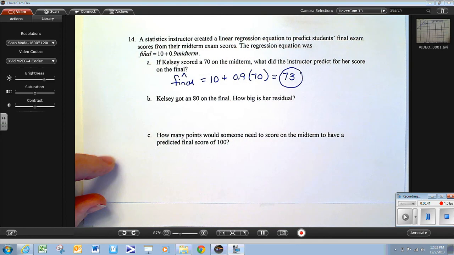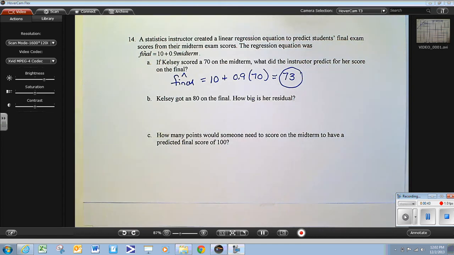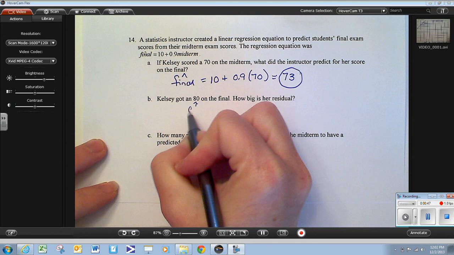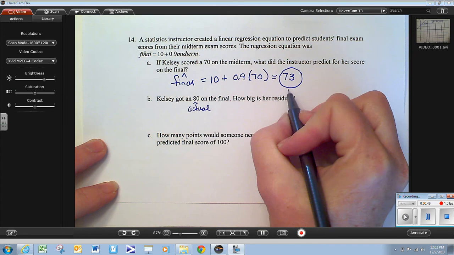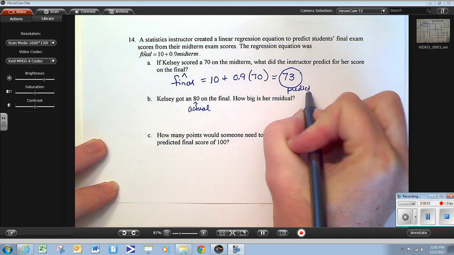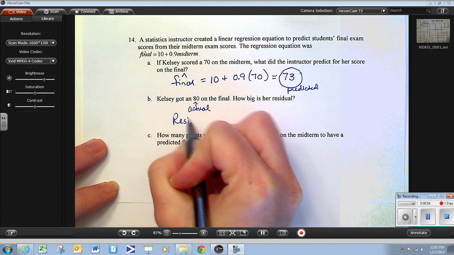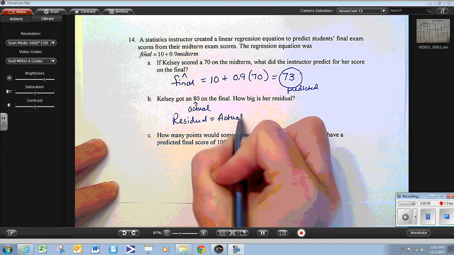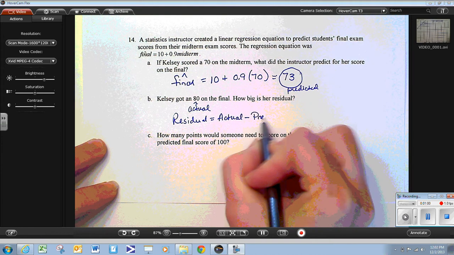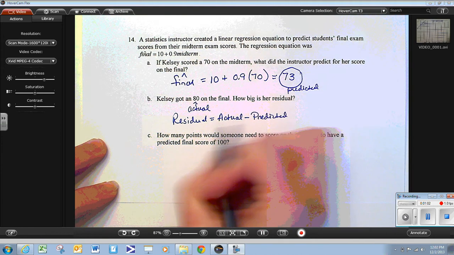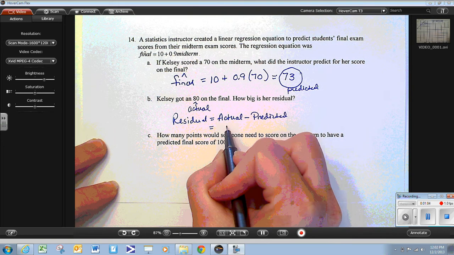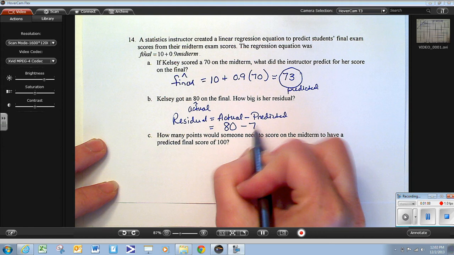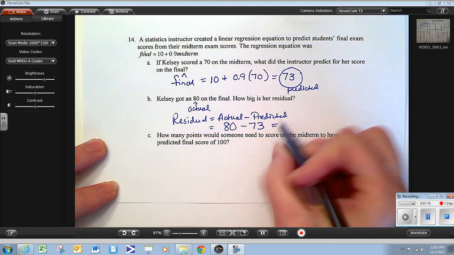Part B, Kelsey got an 80 on the final. How big is her residual? This is her actual score. This, remember, was her predicted score. So a residual is equal to an actual minus fitted or predicted. And it must be done in that particular order of subtraction. So we take our 80 that she actually got minus the 73, and she has a residual of 7 points.